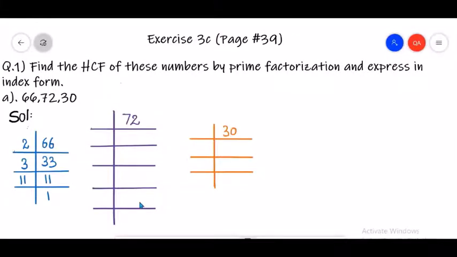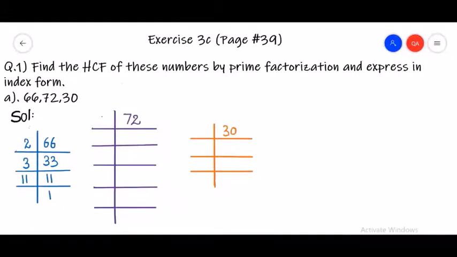Now we will factorize 72. As we can see here, 72 is an even number. So it will be divisible by 2. So we will write 2 over here. 2 3s are 6 and 2 6s are 12.